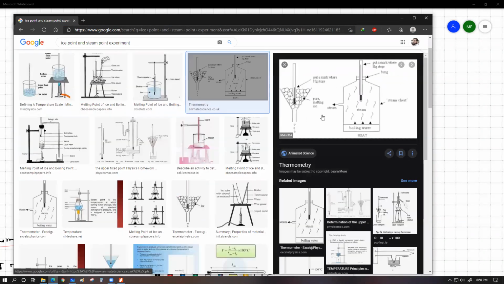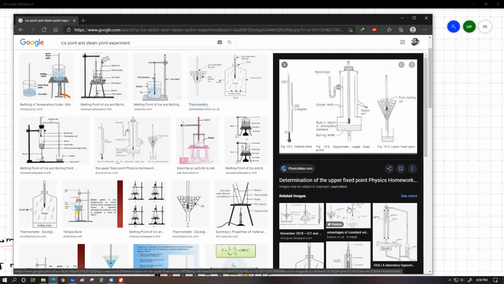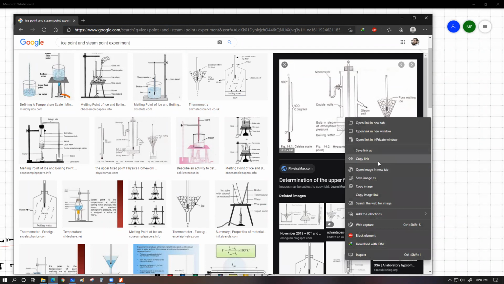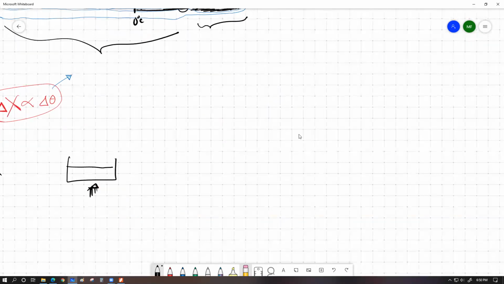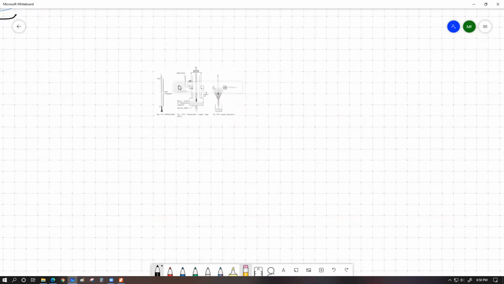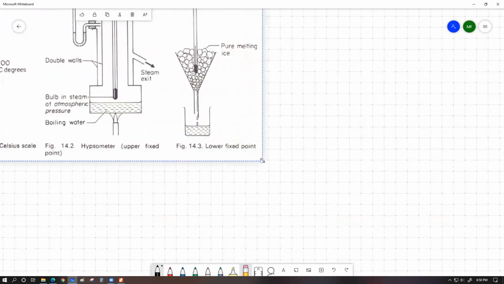Yeah, this is the figure that I'm talking about. Or this is the actual figure that you have in your federal book. Might as well copy this one. So have a look.